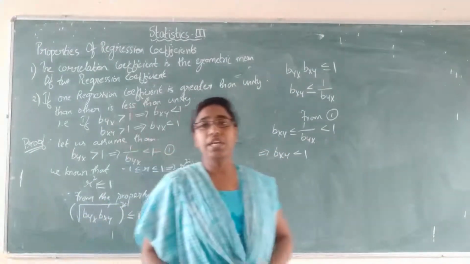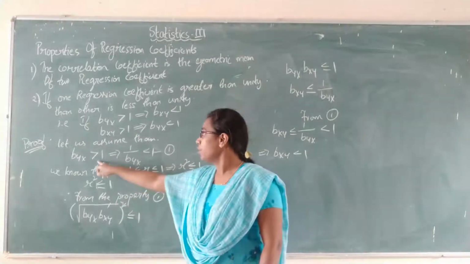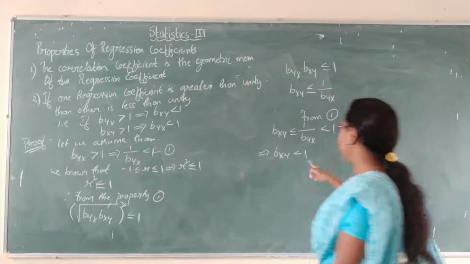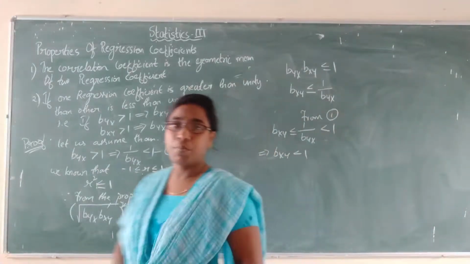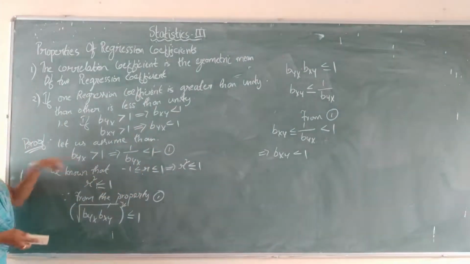Similarly, you can prove it in the reverse order also, that is, you can consider Bxy greater than 1 and prove that Byx is less than 1. So this is the second property. If you want, you can consider Bxy also.